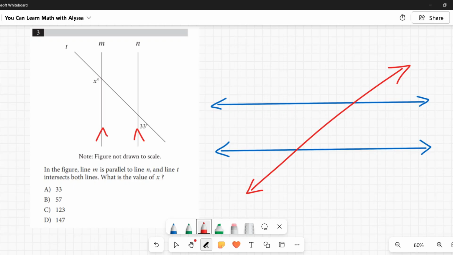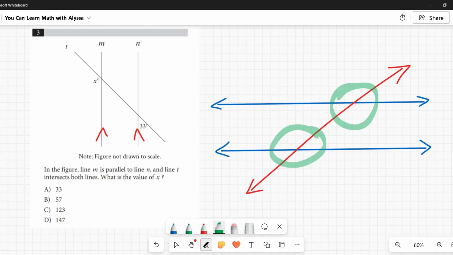When this happens, it creates two identical intersections. Now, in your geometry class, you will have a lot of theorems that you have to learn, like corresponding angles are congruent, same side interior angles are supplementary, and same side exterior angles are supplementary.